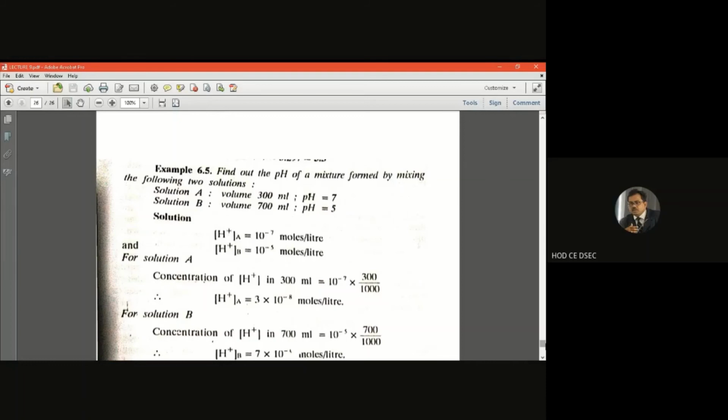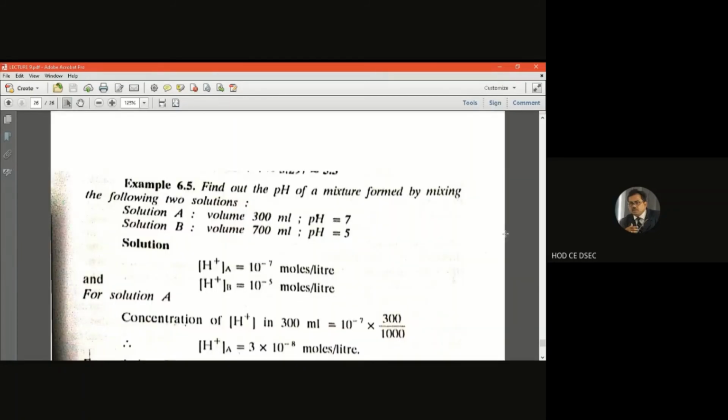Let me discuss one critical sum, so that if this is clear to you, then all questions related to pH will be solved, because this is a typical sum and all other sums can be solved with the concept from it. That's why I am discussing this typical solution. There are solution A and solution B, two solutions with volumes given. Solution A volume is 300 milliliter and the corresponding pH is 7. Solution B is a different solution, with volume 700 milliliter and pH value 5.